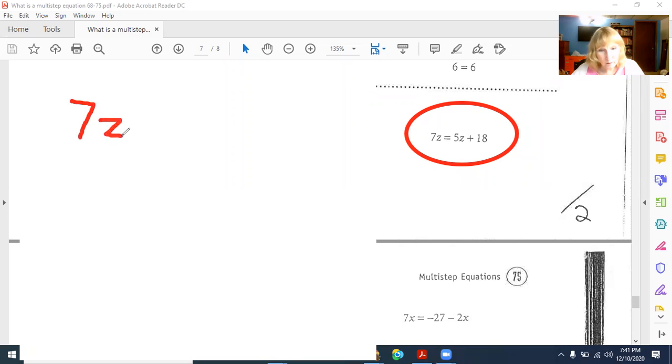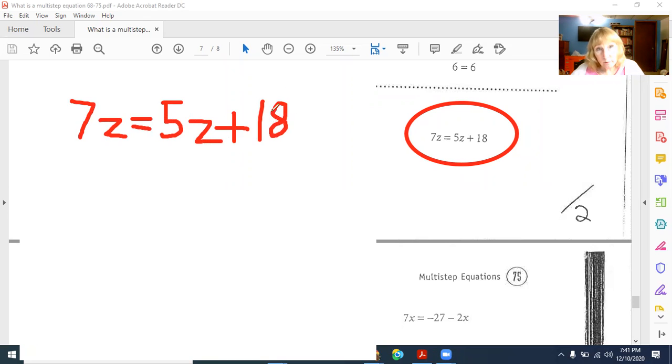7z equals 5z plus 18. Okay, what do I want to do first?